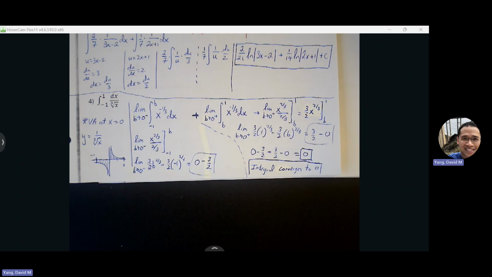Okay, any questions, first page? What does converges mean? Convergence means that even though there's an asymptote, this area or this definite integral is approaching a real number. As this is approaching -3/2, that's approaching 3/2, and so they're going to cancel out to give us a zero.